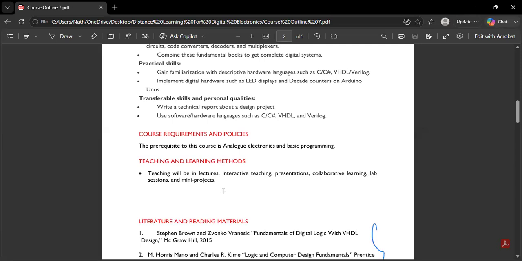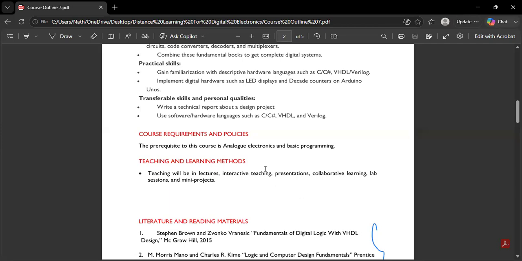Then we look at the course requirements and policies, right? This is just a prerequisite: analog electronics and basic programming. So in your earlier studies you've looked at analog electronics; digital electronics is a build-up on analog electronics. In analog electronics you look at analog systems, but in digital electronics you look at digital systems, how they operate based on their logic gates and so on.